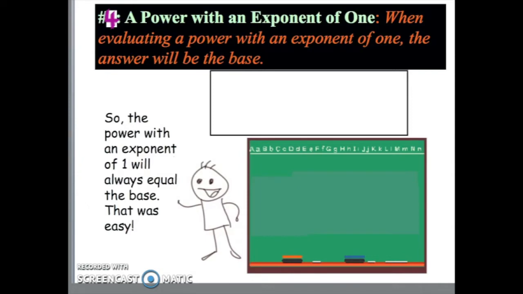Okay, let's look at the fourth rule, a power with an exponent of 1. So what that really means is when you have a power with an exponent of 1, it would always equal the base. I'm going to have m to the first power, that's a power of 1, would always equal the base. And that's all that is. So let's write some examples down.